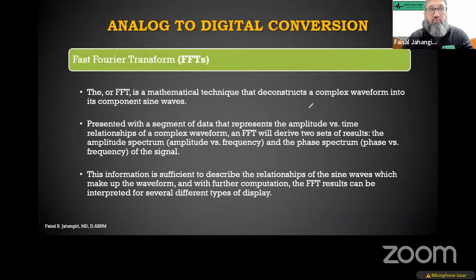Fast Fourier transformation, I'm not going to go into detail, but for the neuro monitoring part, if you have not taken the exam, the only question that comes in the exam is what is FFT, and FFT is the mathematical calculation and presentation of the signal due to analog to digital conversion. That's the only thing.